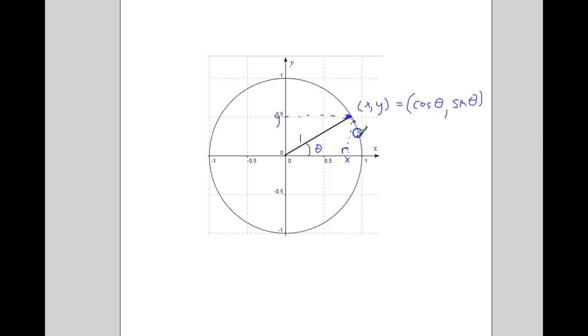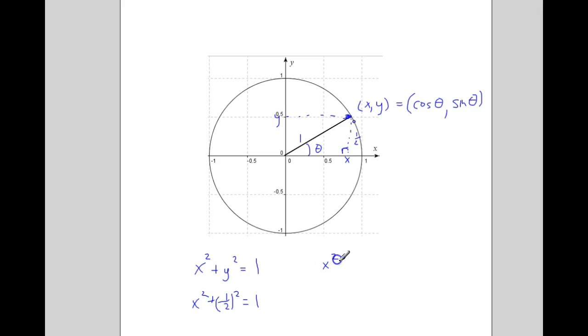So if the y-coordinate is 1/2, we can again use the Pythagorean theorem. The Pythagorean theorem says this side squared plus this side squared equals this hypotenuse squared. So x squared plus y squared equals 1 squared, or just 1. Well, the y-coordinate is 1/2, so that's x squared plus 1/2 squared equals 1 squared, again, which is 1.